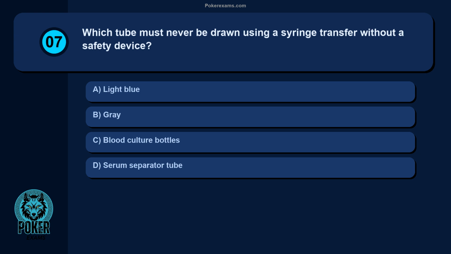Question 7. Which tube must never be drawn using a syringe transfer without a safety device? Light blue. Gray. Blood culture bottles. Serum separator tube.